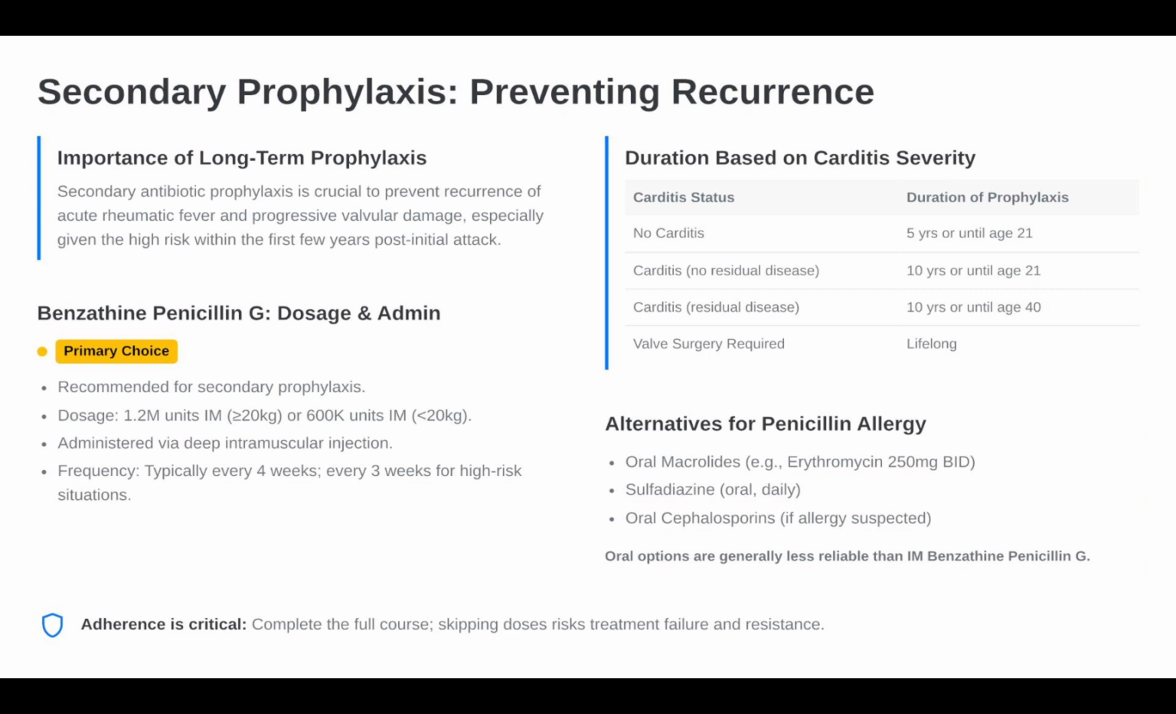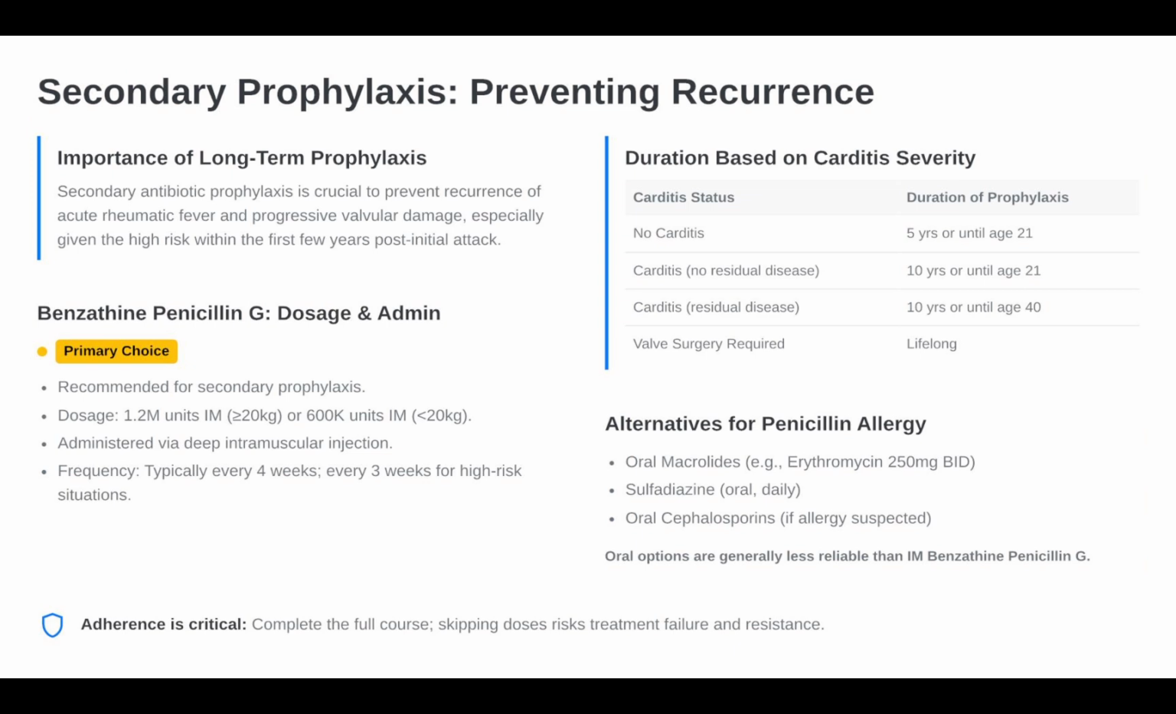Now we discuss what is arguably the most crucial aspect of long-term acute rheumatic fever management, secondary prophylaxis. Its importance cannot be overstated. This long-term antibiotic therapy is vital to prevent recurrent acute rheumatic fever attacks, which with each episode cause progressive damage to the heart valves and can lead to severe rheumatic heart disease. The drug of choice remains benzathine penicillin G, given intramuscularly at 1.2 million units. The schedule is typically every 3 to 4 weeks. In high risk settings like India, an every 3-week regimen is often preferred to ensure maximum protection.